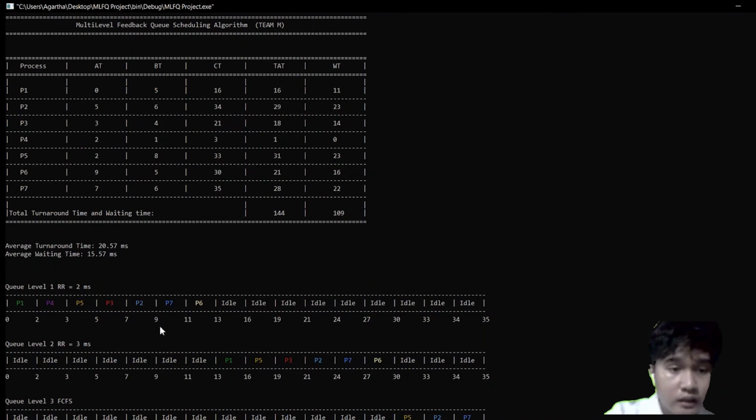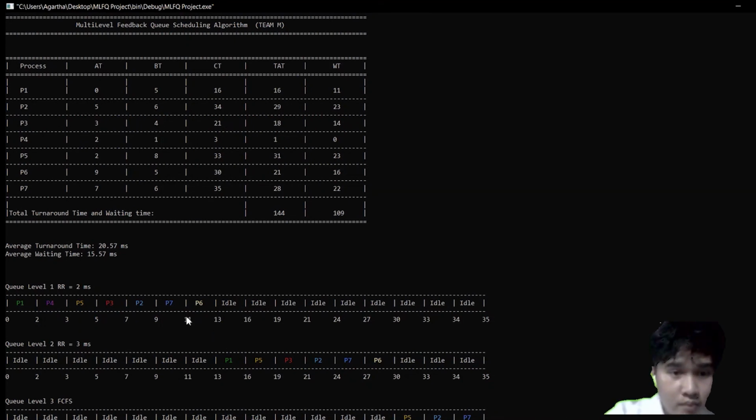Then at time 9 milliseconds, P7 was ready to execute. Since P7 has the arrival time of 7 milliseconds, P7 was ready to execute and ended at time 11 milliseconds. Since P7 has a remaining burst time, it shifts to queue level 2.